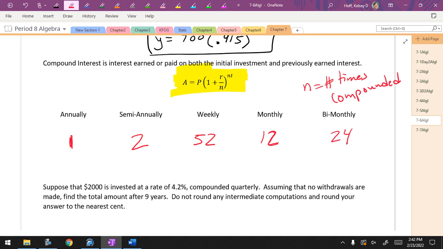All right. So you have to look for the phrase compounded, like in this one, compounded quarterly, then you know you need to bring in that letter N. Suppose that $2,000 is invested at a rate of 4.2%, compounded quarterly. Assuming that no withdrawals are made, find the total amount after 9 years. Do not round any intermediate computations and round your answer to the nearest cent. What they're saying is you're going to use your calculator quite a bit. And you're not going to round anything until the very last part.